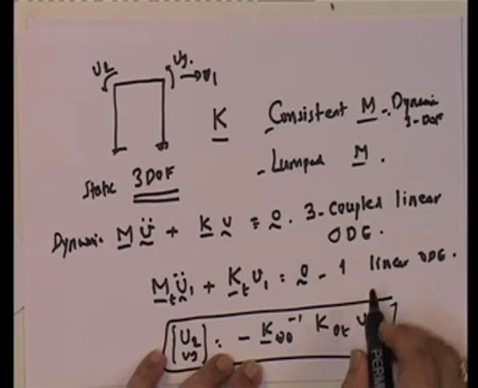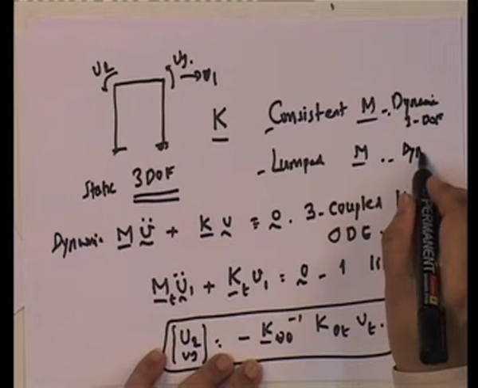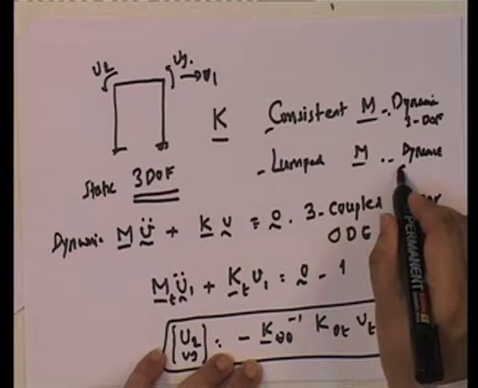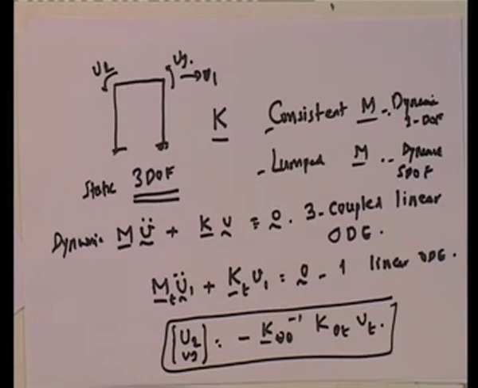Use the lumped mass formulation, then dynamic is single degree of freedom. You see the advantage? And this is in essence why people tend to use the lumped mass formulation for framed structures, because it simplifies the problem. In the dynamic problem, we statically condense out. This is the static condensation.